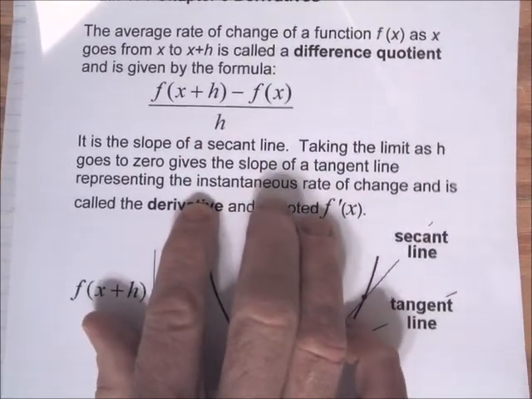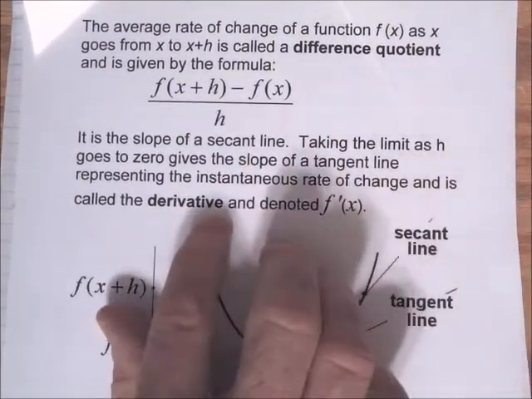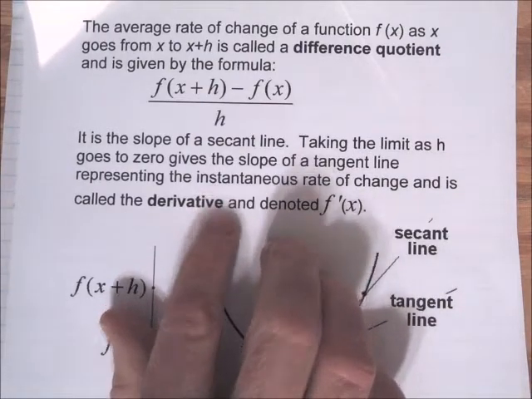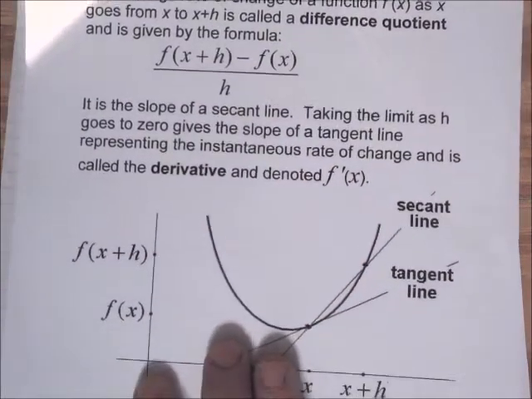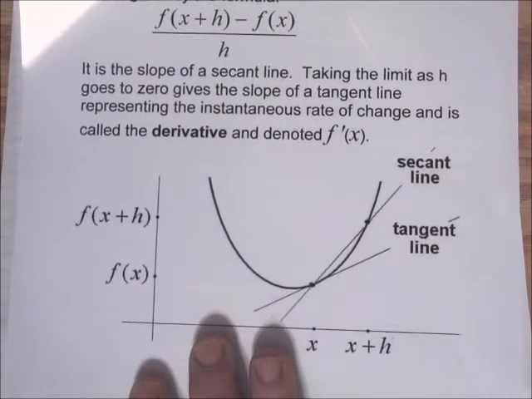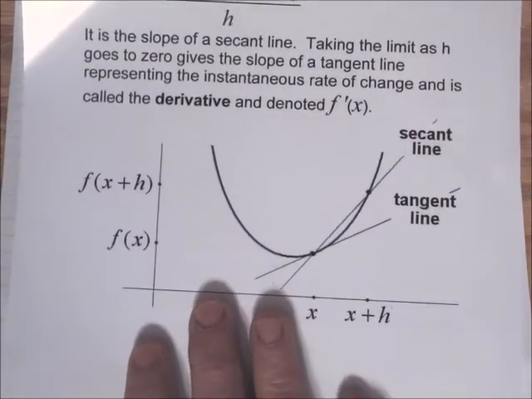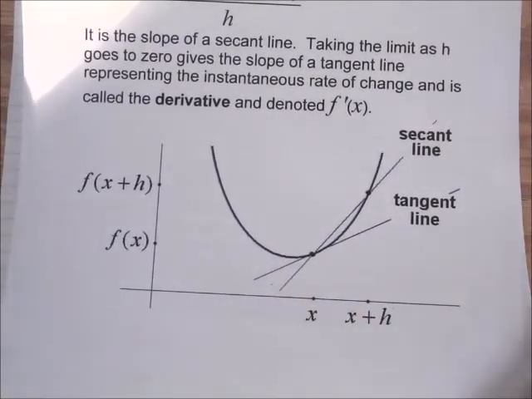It's the slope of the secant line. Taking the limit as h goes to 0 gives the slope of a tangent line, which represents the instantaneous rate of change. It's called the derivative. It's denoted f prime of x.